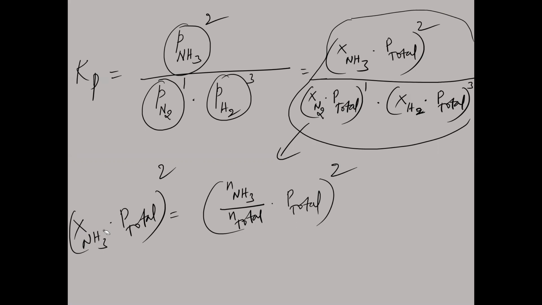This is the mole fraction, so mole fraction of ammonia into P total, whole square. This way we have to expand the given equations. Now we can take the relation between Kp and Kx, Kp and Kn also. Okay, take the screenshot of this one.